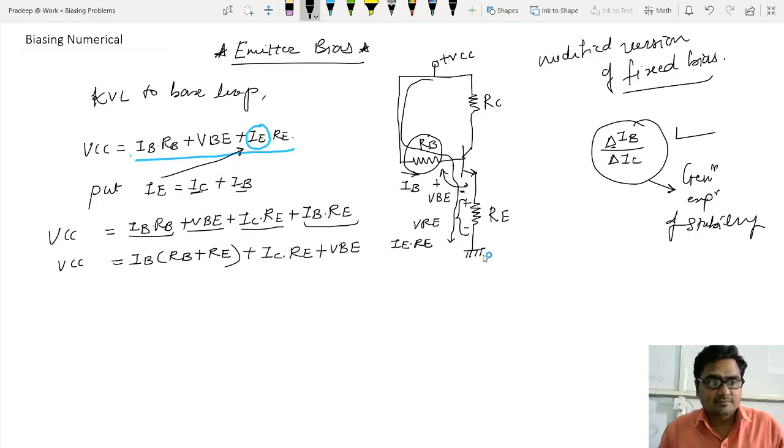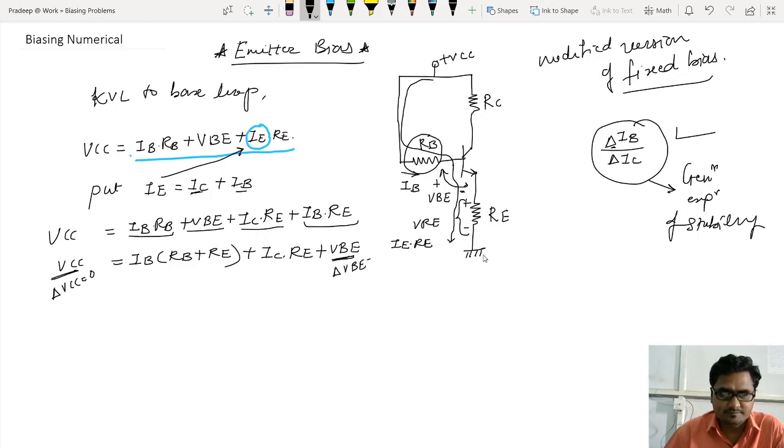Obviously if I am searching for variations, there will not be any variation in VCC, because VCC is a fixed voltage DC supply that I have connected. And obviously there will not be any variation in VBE, because VBE is also a fixed junction voltage which is present between base and emitter. So that's why delta VCC will always be 0, and even delta VBE will be 0. So as delta VBE and delta VCC are equal to 0, there is no need to consider those terms.